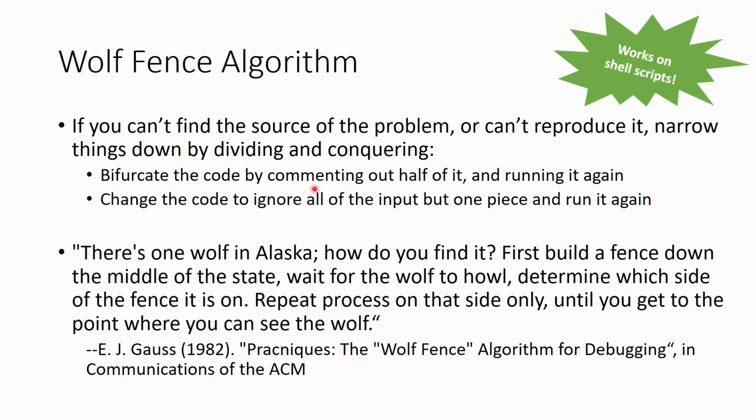So the wolf fence algorithm is this, and this came from one of the ACM papers back in '82. There's a wolf in Alaska. How do you find it? You build a fence down the entire state, and then you wait for the wolf to howl, and you determine which side of the fence it's on. So then you go over to that side of the fence, and you build a fence down that half of what's left, and then you wait for the wolf to howl. And you keep doing that until you get to the point where you can see the wolf. Same principle. Comment out chunks of your code, simplify it until you can understand what's happening, and then gradually put it back together.